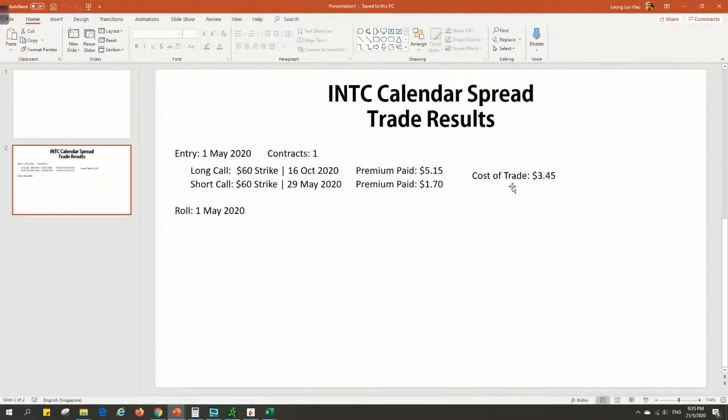All right, so currently this is my trade. On the 1st of May, we entered this trade: we are long a long-dated call expiring 16 October at 5:15, and we sold a short-dated call expiring 29 May, which we have seen in the broker platform, and we collected a premium of 170. So this makes the cost of the trade 345.